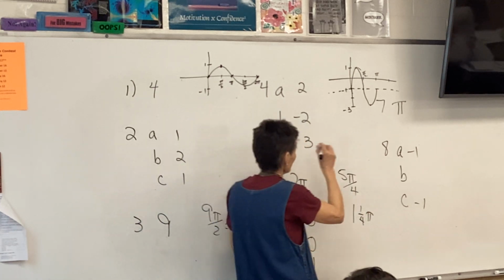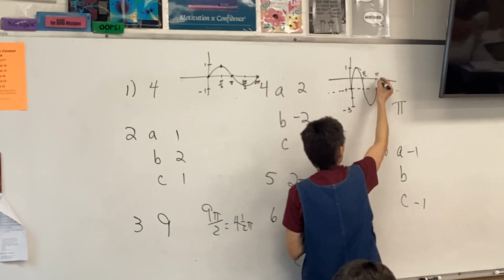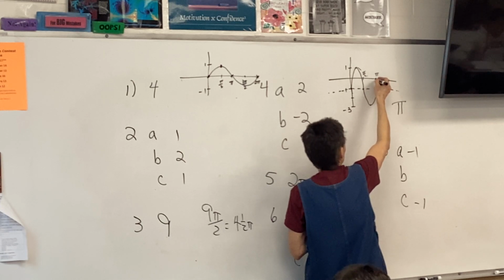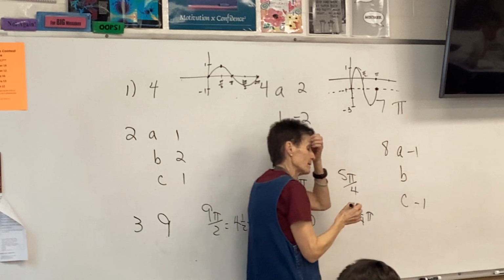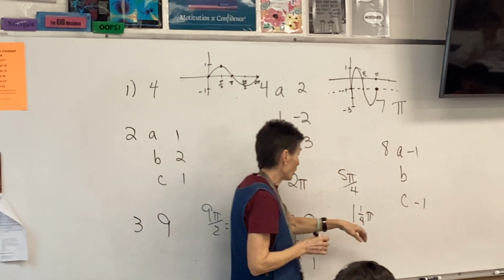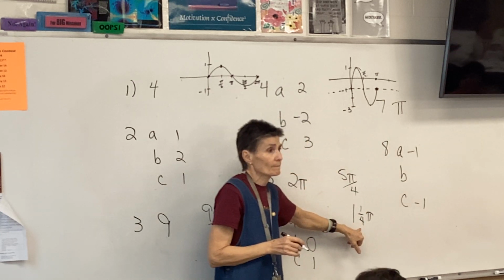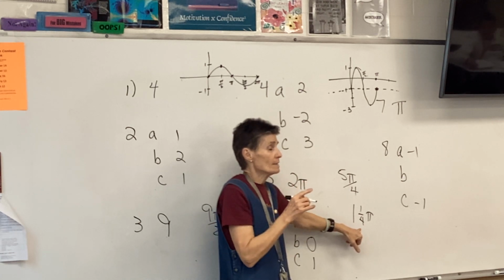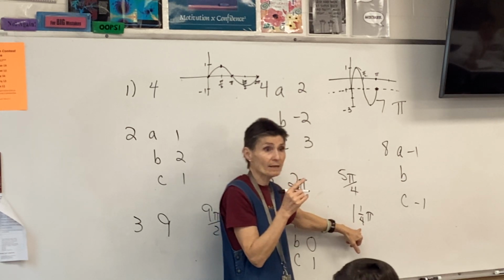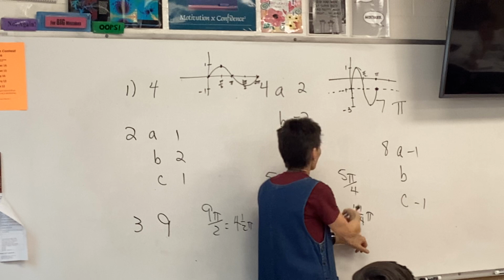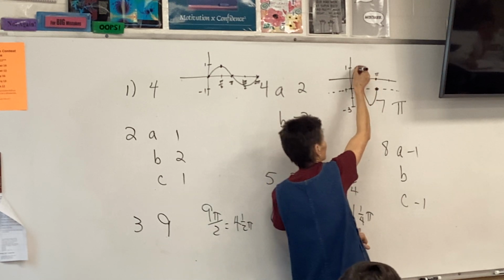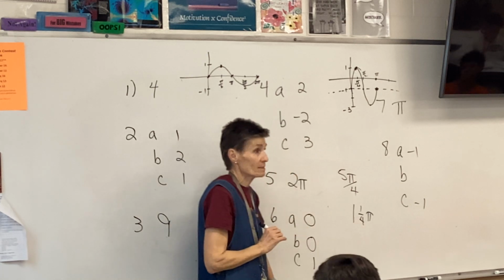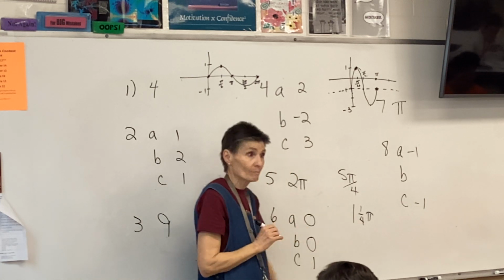So if I look up here, this is a whole pi right here. That's 1 pi right there. Now, I would need to go 1/4 more. Or, since my period is pi, could I just back up and look at what happens at 1/4? What happens at 1/4? 1. Yep, that's a 1.